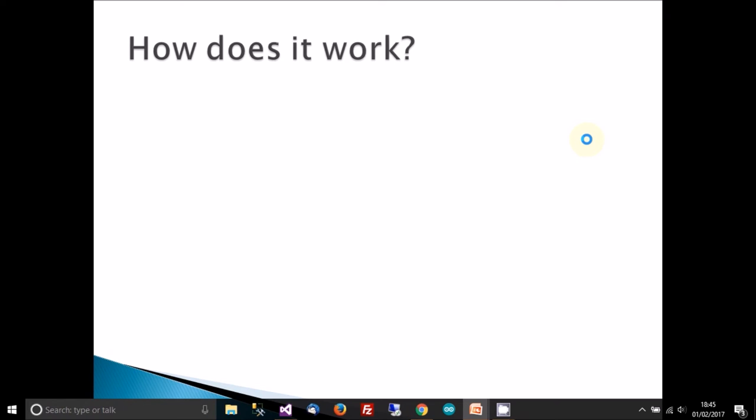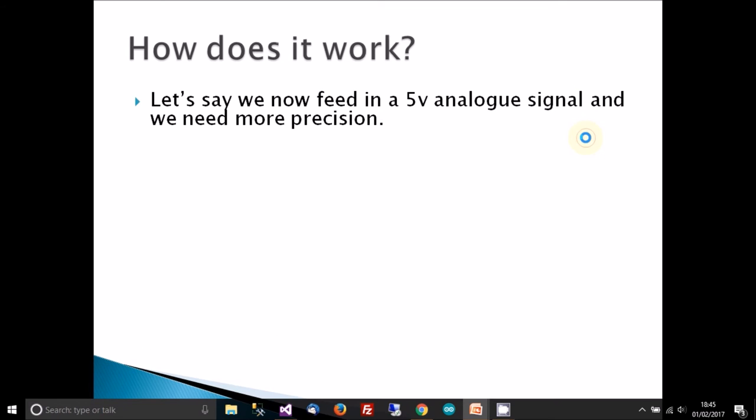Okay, so we know we need to convert an analog signal into a digital signal, but how do we do this and how does it work? Okay, so let's go with that same example again. Let's say we feed in a 5 volt analog signal, and now we need more precision. So we need to know, if it's low or high is not good enough. We need to know the voltage.